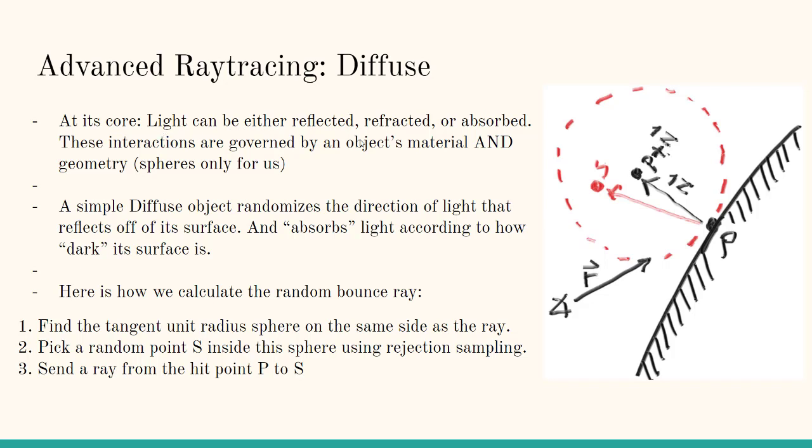So at its core, light can be either reflected, refracted, or absorbed. I'll get a little bit more into what each of those means. But essentially, which of these interactions occurs, and how often and how much, is governed by both an object's material and its geometry. However, in the case of our project, we were only working on rendering spheres just because of time limitations and scope. But all of these techniques could be applied to really any general scene that you would like to ray trace.